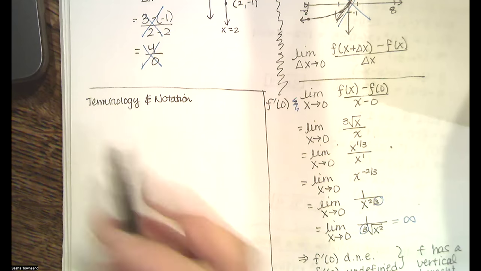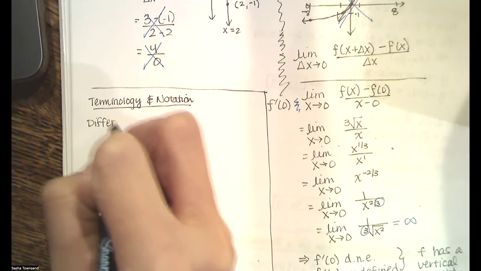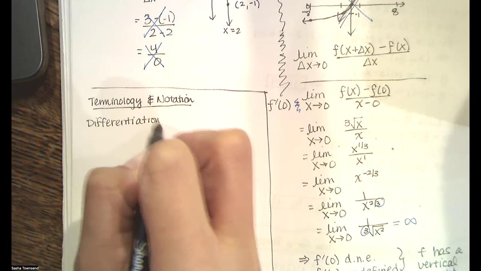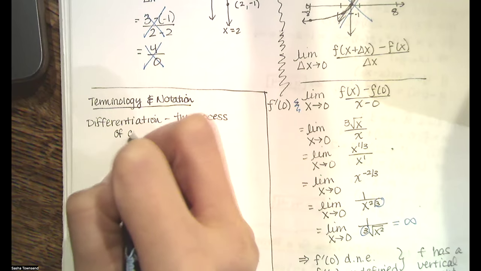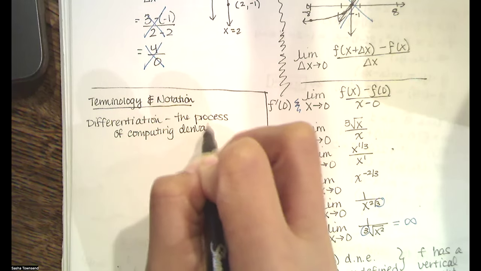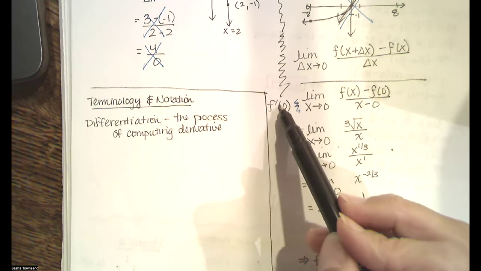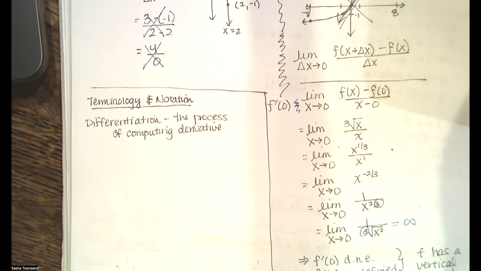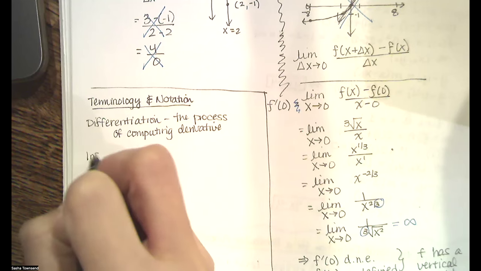So here are some terms and notation that we need to know as we continue studying this material. Differentiation is the process of computing a derivative. So when we evaluated this limit, we were attempting to compute f prime of zero. It turned out that was undefined. That process is the differentiation of the cube root of x. Let's see, what else? Instantaneous rate of change.